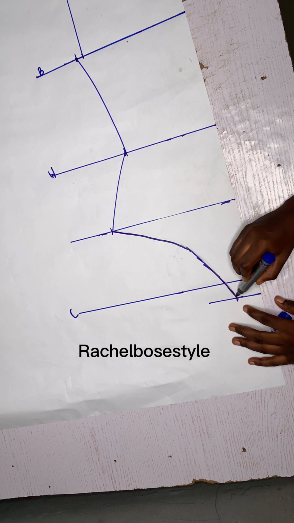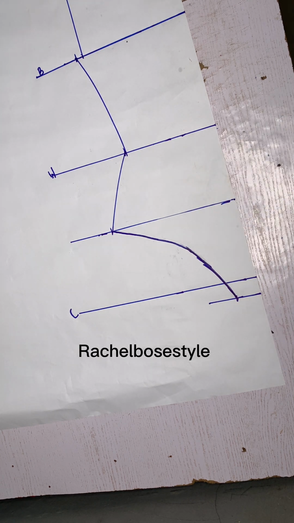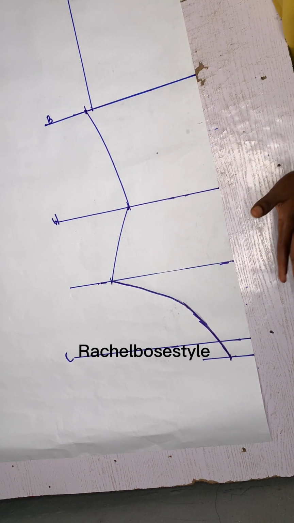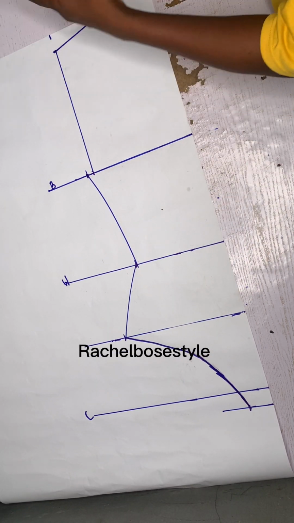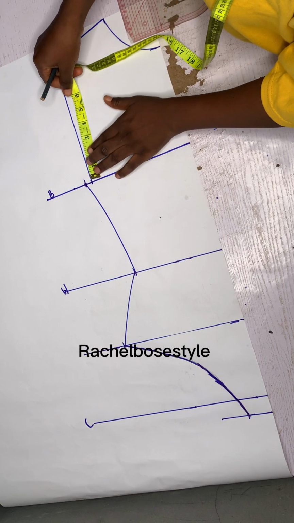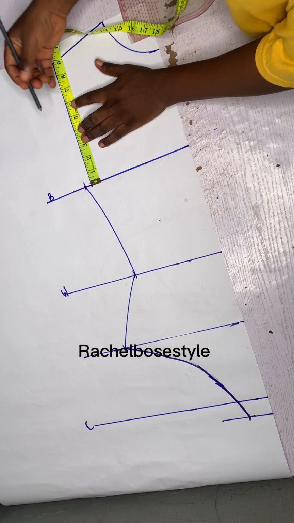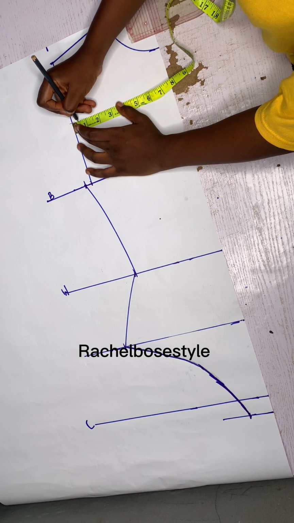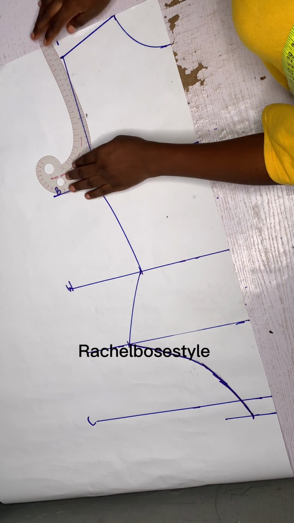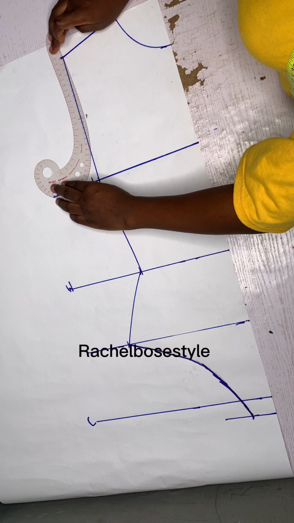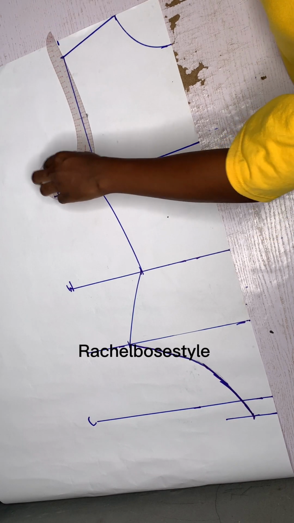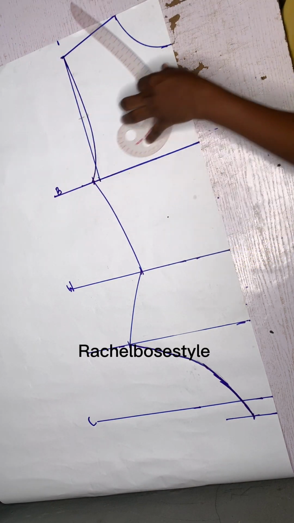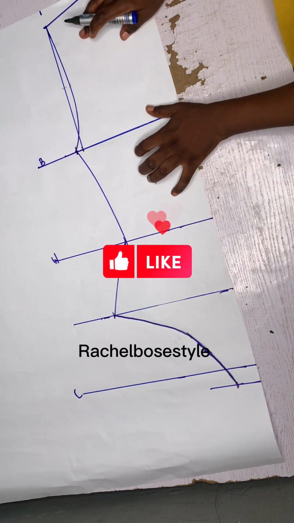Okay, so here we have the front part. The front part is ready to be traced out. So then, oh sorry, we need to curve our armhole curve. From this point, get the midpoint of the straight line. I have 9 inches, midpoint 4.5. So from here, go in by half an inch. Then you connect. So the front part is ready.